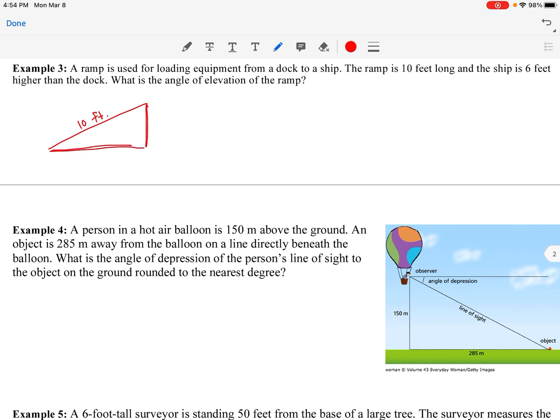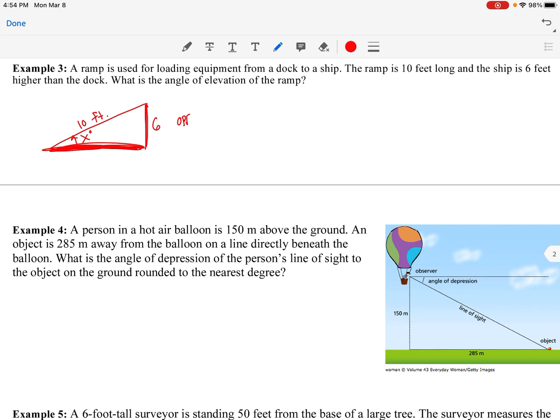You always have to make a 90-degree angle, either with the ground or with the height. So straight up and down, it says the height is 6 feet higher than the dock. What is the angle of elevation of the ramp? So remember identifying angle of elevation, depression. So of these two that we're looking at, it has to be the one that is next to the horizontal line. So the only horizontal line we have here is this guy. So horizontal elevation, so from here, how far it's been elevated, that is what we're looking for in this case. So we'll put our X right there.